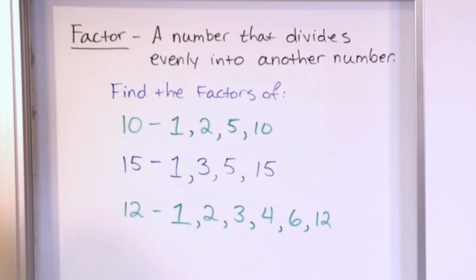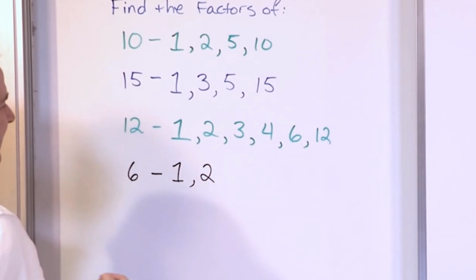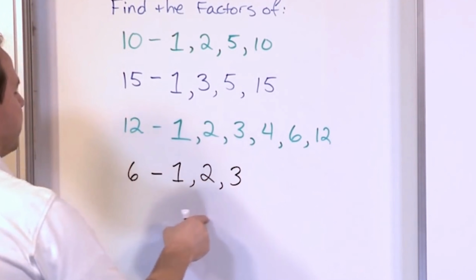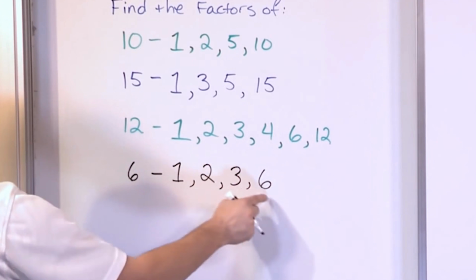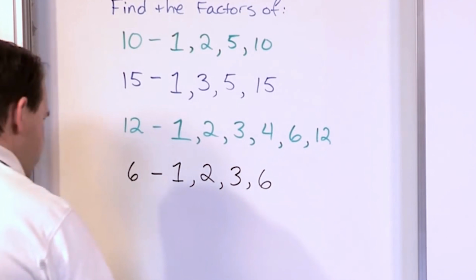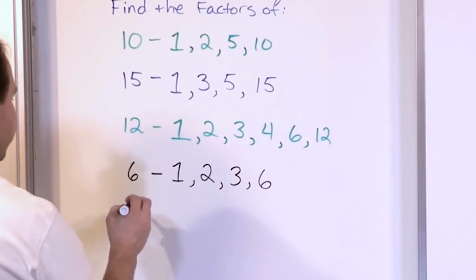All right, let's get a little more practice with this. What about the number 6? What do you think the factors of the number 6 would be? Well, 1 is always a factor because it can divide into 6. In this case, 2 is a factor because 2 times 3 is 6. 3 is also a factor because 3 times 2 is 6. 4 is not a factor. 5 is not a factor because neither one of those can divide into 6 evenly. But 6 is a factor. Like I said, the last number you get is always going to be the number itself because 6 divided by 6 is 1.